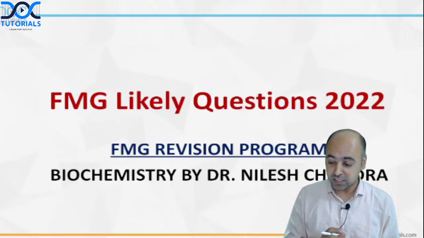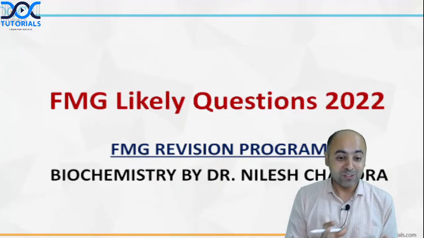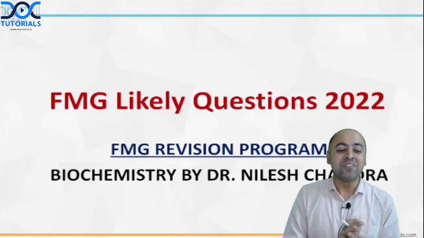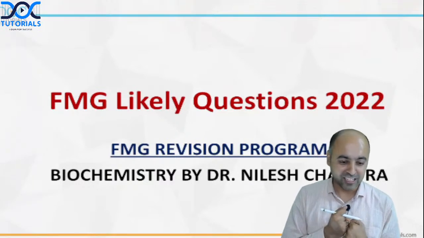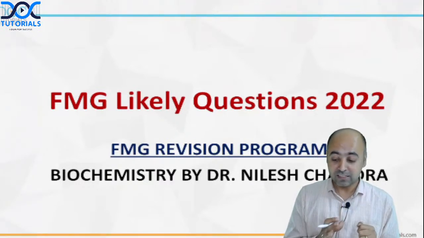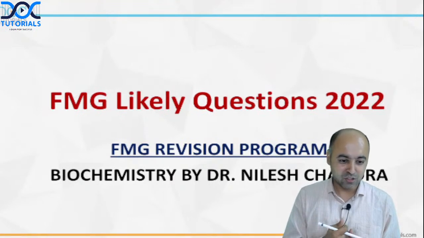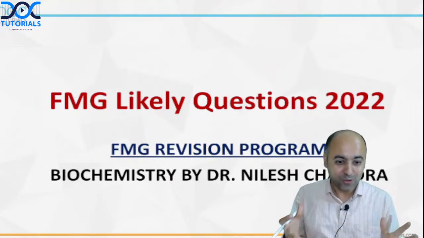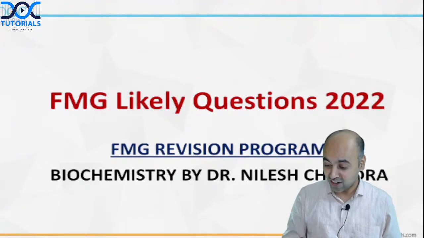Now biochemistry is one subject where you can score very high, because this is something where you either know or you don't know. There is no middle ground, unlike the clinical subjects where you have to apply a lot of things and then reach the conclusion. Biochemistry is something where you can definitely be sure about your answer, or you don't know the answer. There is no confusion sort of thing.